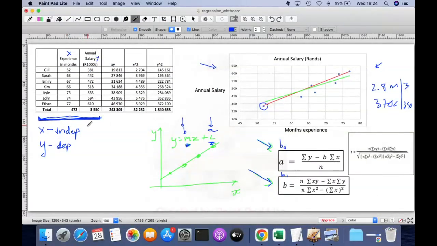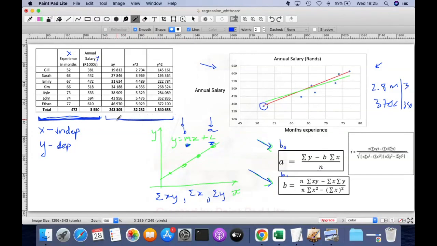So here, this is your experience. It's X, and your Y is your dependent variable, which is your annual salary. Now that we know that's our X and our Y, there are values that you need to compute for these equations. If you look at these equations, you can see there's sum xy, the sigma symbol with xy, and there's sum x, and sum y. You can see all of the stuff that you need from this equation, sum x squared, etc. So that's what these other columns here are. These are the ones that you need to compute.